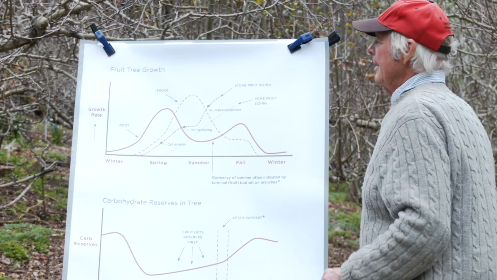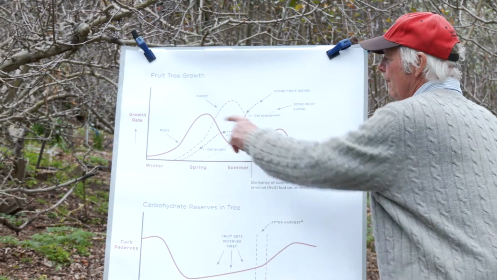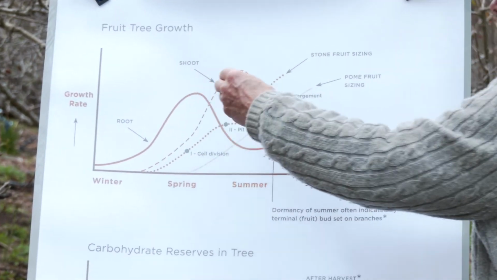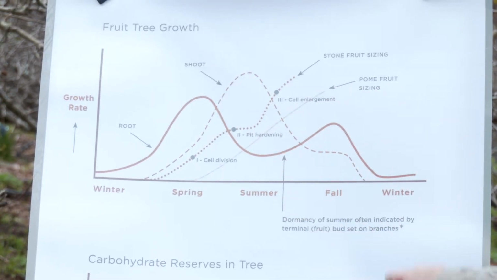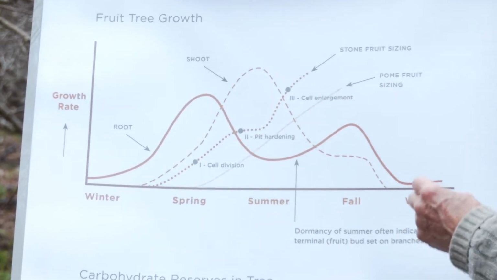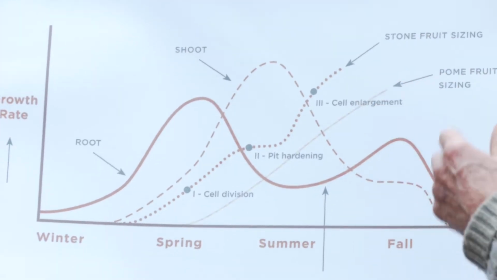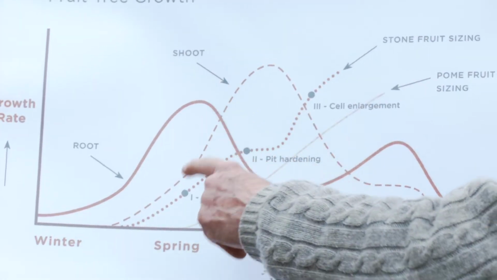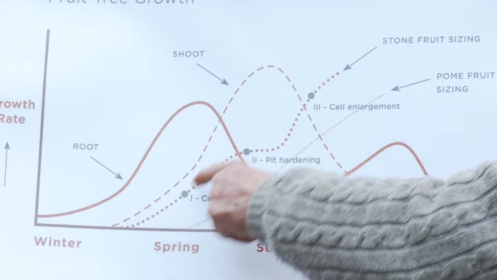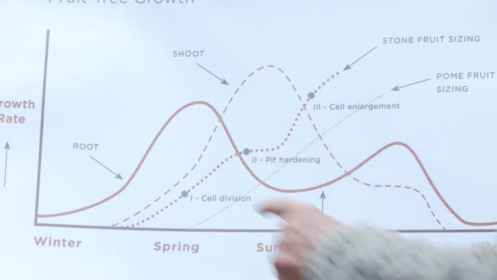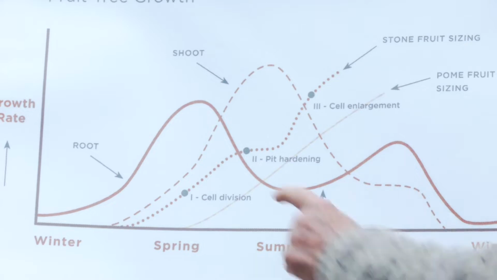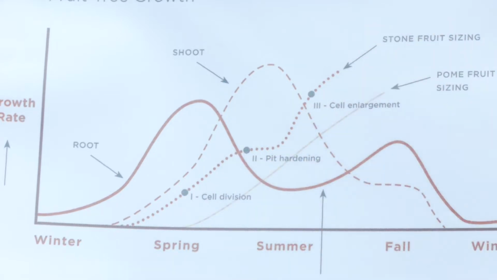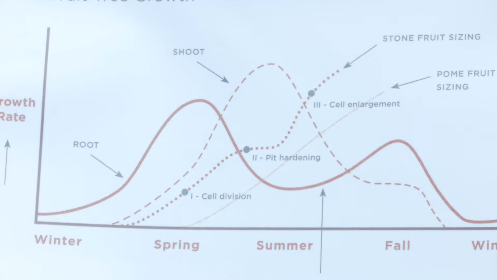Let's look at shoot growth here. Shoots grow after roots initiate growth, and usually after both flowering and leafing out. And again, the rate is considerable. This is a curve for pome fruits, apples and pears. This is a curve slightly different for stone fruits, but the rate of growth is rapid and the period of time is compressed. And then shoots stop growing like that.